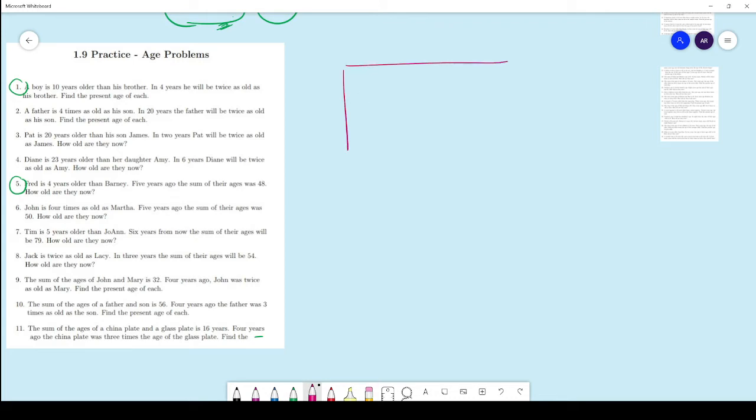So again, we draw this kind of column, remember I told you, where you have a boy is 10 years older than his brother. So there is this boy, there is this brother. Now we are talking about present age, right? So in the present column, you say if the brother is x years old, the boy will be x plus 10 years old. In 4 years, he will be twice as old as his brother.